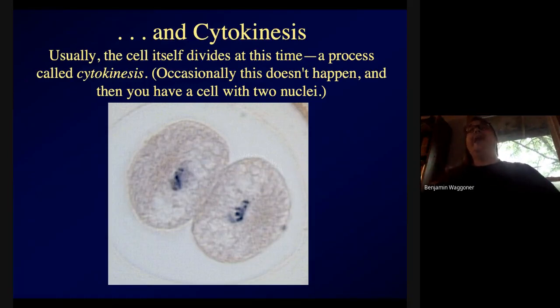If this doesn't happen, you end up with a cell with two nuclei, or sometimes with more. There are cases where that does happen. There are different reasons for that, and we don't really need to get into when and why that happens. This is not something that you would see in humans. But usually the whole cell will pinch in two, and you now have two separate cells. And the process of the whole cell dividing up is called cytokinesis.